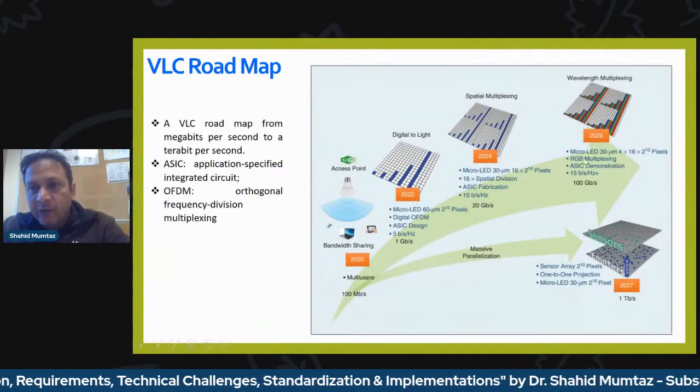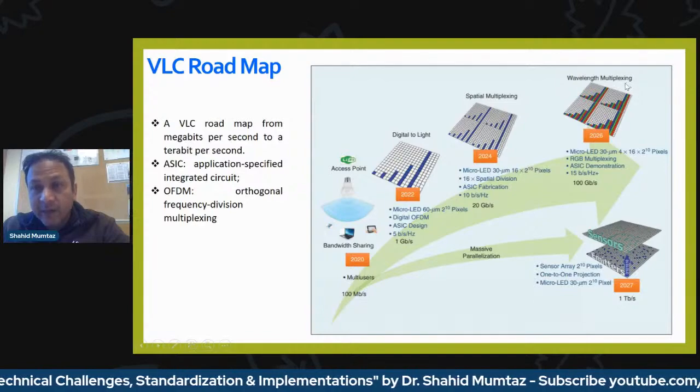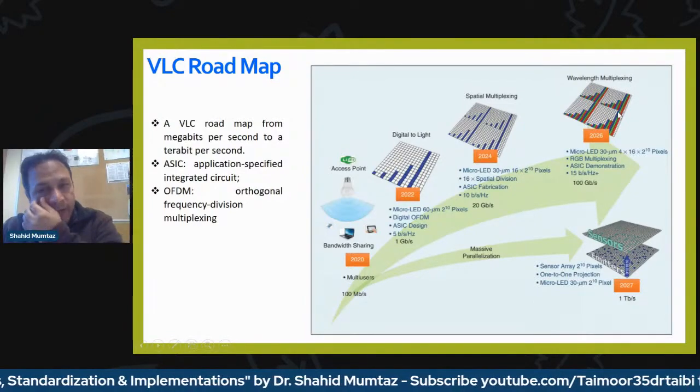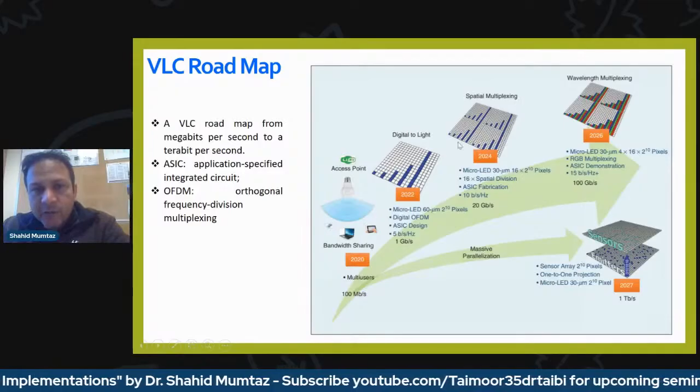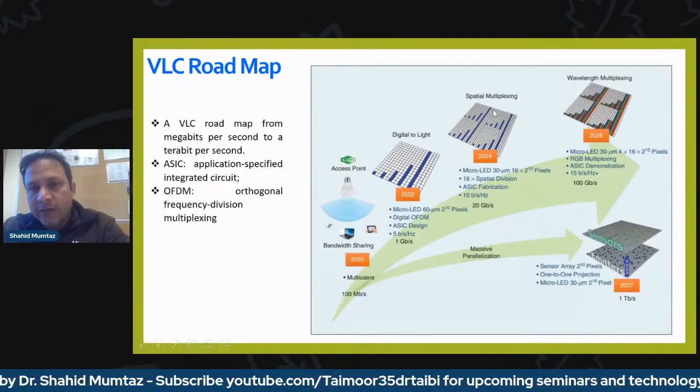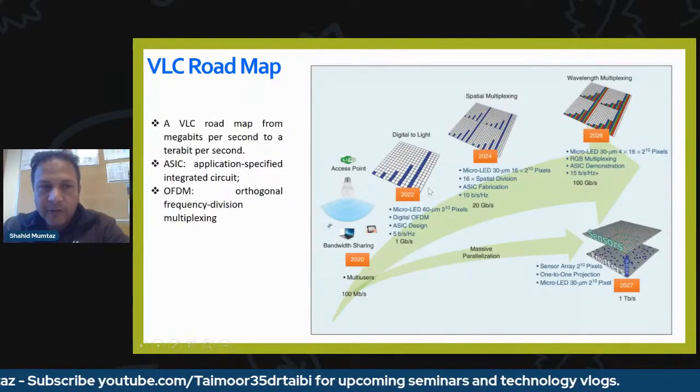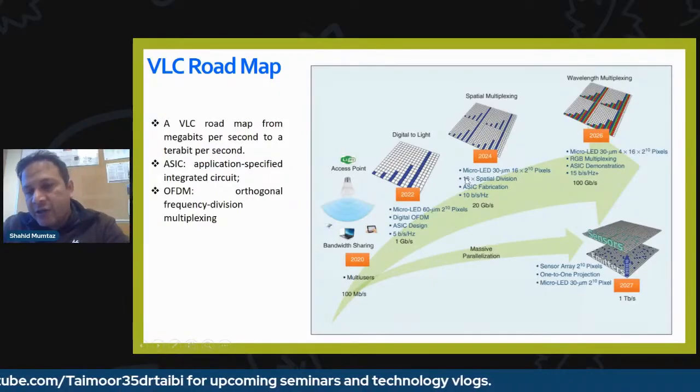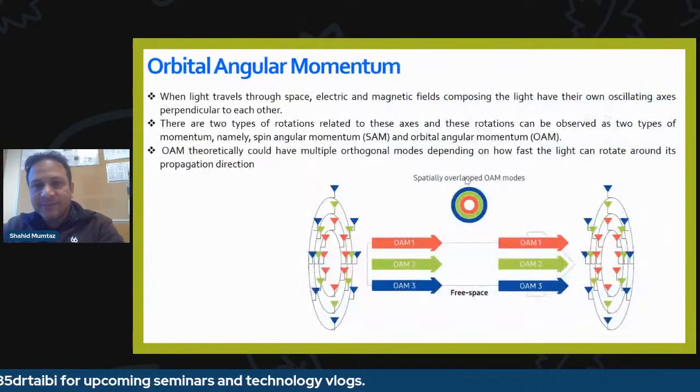You can see that at the end of 2026, you can see wavelength multiplexing in the light domain. But now the idea is to reach around digital to light and spatial multiplexing. So again, this is for researchers who are working in the VLC domain.